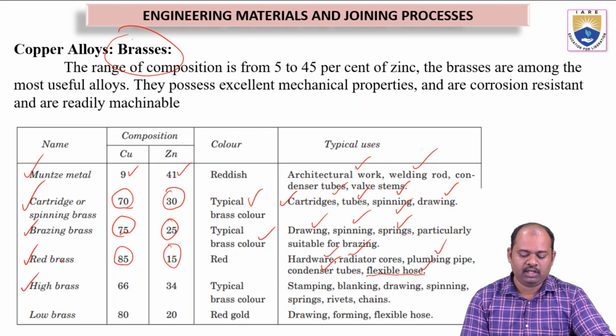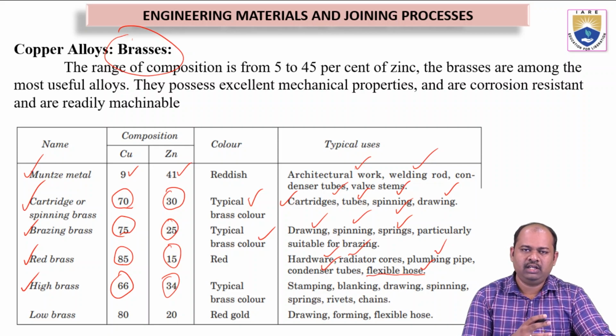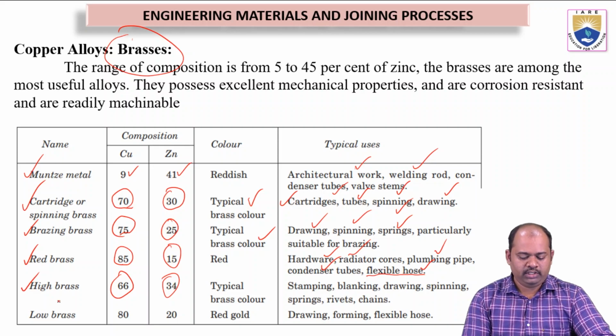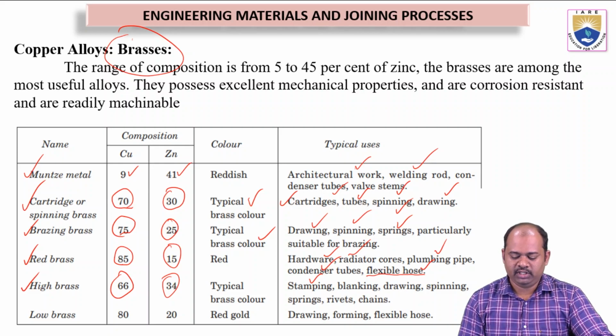And then high brass. High brass is where we have 66% copper and 34% zinc. Now, this has typical brass color. Similar to all of the brasses, they will have the same color. Mostly some of them are reddish in color and some of them are golden reddish in color. This high brass is used for stamping. Stamping means we can use this metal for the stamping technique, like we can stamp coins. So minting coins can be done with this metal.